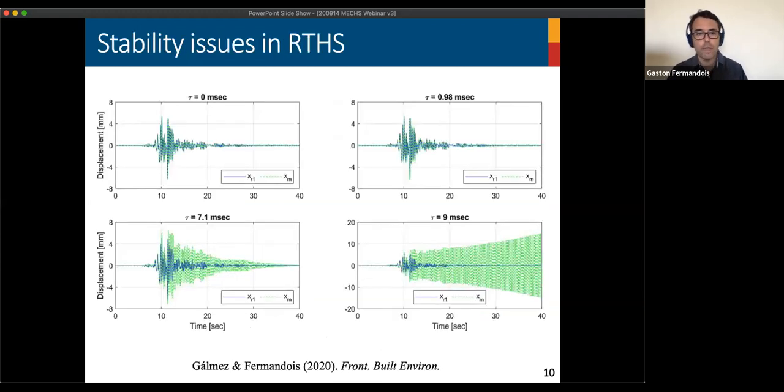As an example, this is a numerical simulation where we have the ideal case in the top left corner without any delay. And when we start increasing the delay between those signals, and there are synchronization errors between both domains, we see that at some point, for instance, at 9 milliseconds of delay between both subdomains, the response in the measured displacement is going to render to be unstable, and that is quite a problem.